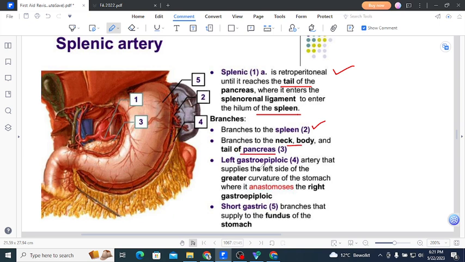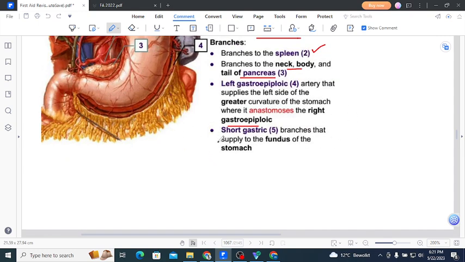The left gastroepiploic artery supplies the left side of the greater curvature of the stomach, where it anastomoses with the right gastroepiploic artery. The left gastroepiploic artery comes downward like that. Then you have the short gastric arteries, which are branches that supply the fundus of the stomach.